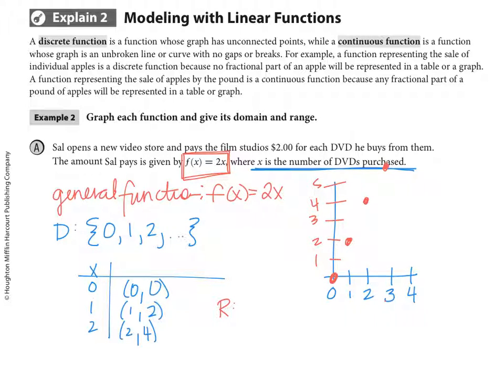And we said connecting it isn't going to help anything, because if I connect, that means I'm implying that you could potentially buy part of a DVD, and no one's going to buy part of a DVD. So this is actually going to be a discrete function where my range is 0, 2, 4, and so on and so forth. And remember, my range are my y values. So I'm matching each of these points back to their y values of 0, 2, 4, and 6.